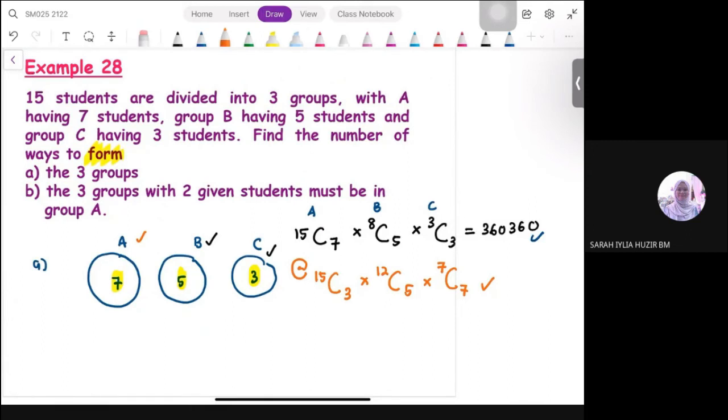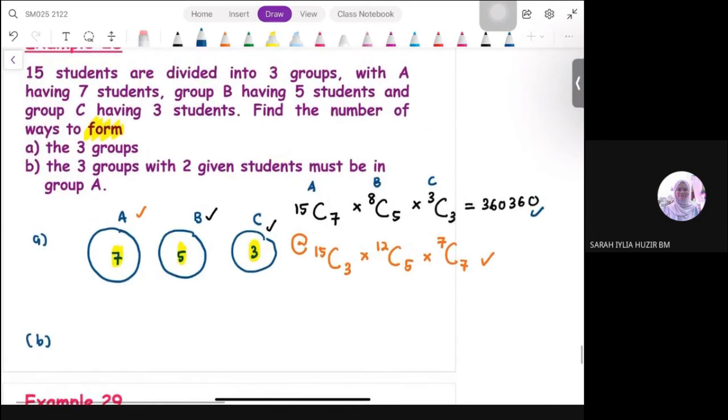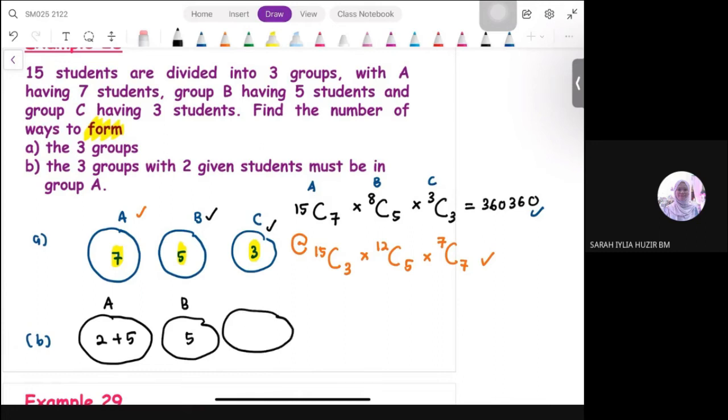Okay. Now, proceed with the second condition. B. The 3 groups with 2 given student must be in group A. Okay, kita pecah kepada 3 kumpulan. Tapi, kumpulan A ni, kita buat group barulah. Kumpulan A ni, ada 2 orang dah confirm saya mesti pilih letak kat group A. Maksudnya nanti, ada lagi 5 orang je lah saya kena pilih. But then untuk group B still 5 people, tak ada syarat. Untuk group C still 3 people, tak ada syarat.